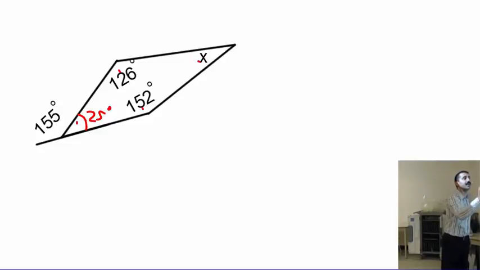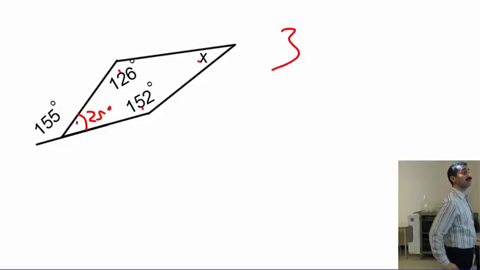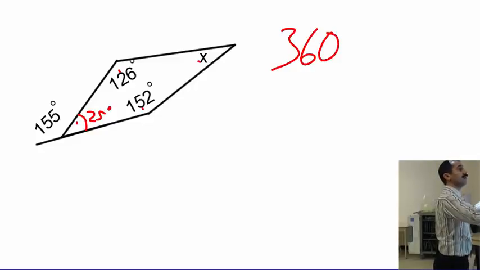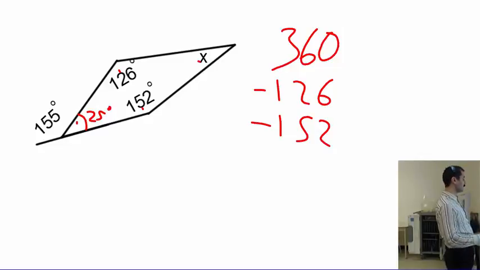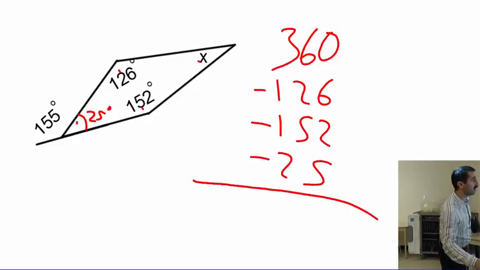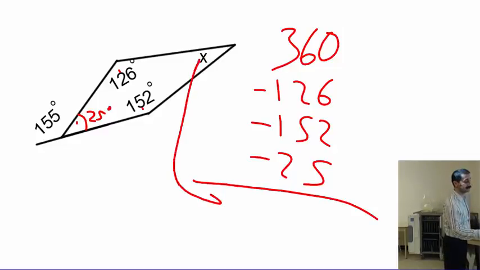Now I have all 3 angles. I can easily figure out the 4th one. All together in a quadrilateral, it's supposed to be 360 degrees. So I'm going to subtract 126. I'm going to subtract 152. I'm going to subtract 25. That will give me the missing angle, which is x.